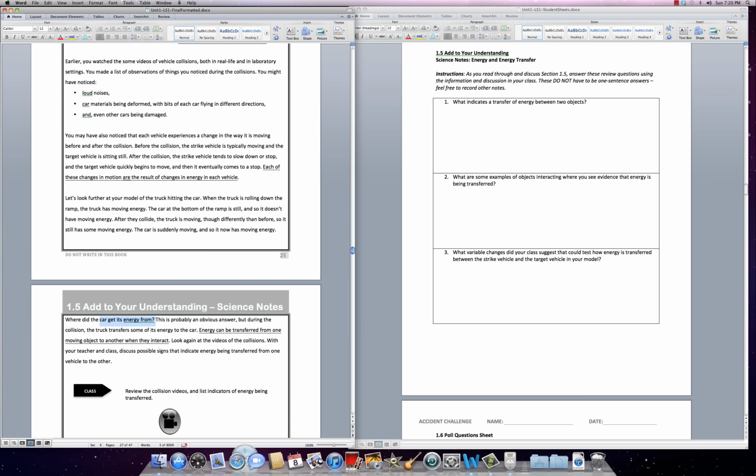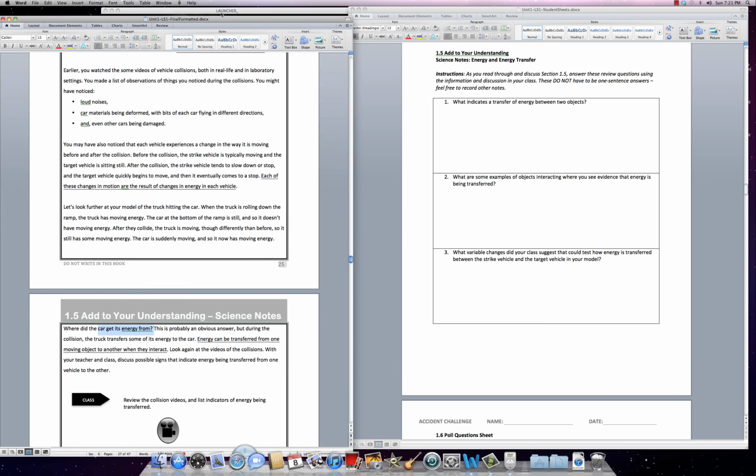This really should be a facilitated conversation, one where the students are able to come up with that answer of where did the car get its energy from, and then discuss with them how the truck transfers some of its energy to the car, and that when there are interactions such as the collision, energy can be transferred from one moving object to another when they interact. Now that the students have this idea that energy can be transferred, that a moving object can transfer energy to a still object and cause it to move, I want you to look again at the videos of the collisions.